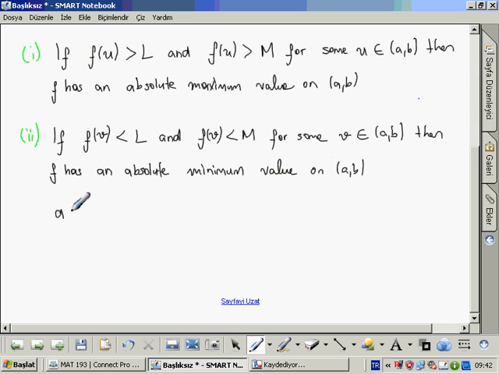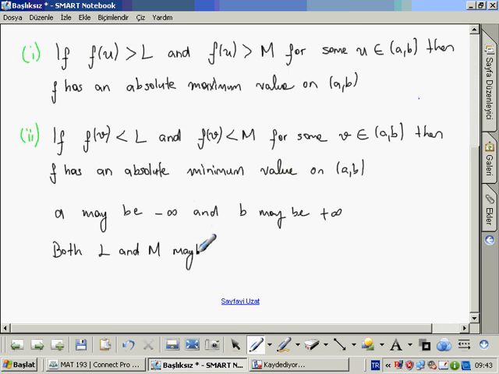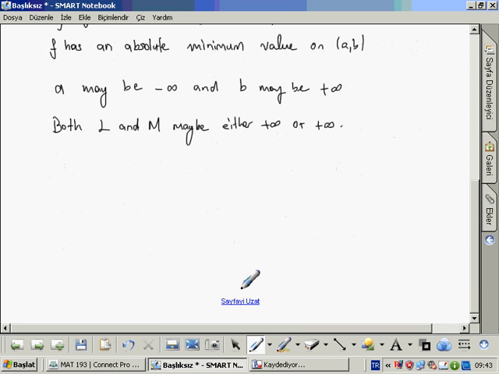And a may be minus infinity and b may be plus infinity, and both L and M values may be either plus infinity or minus infinity. Now let's continue with an example.